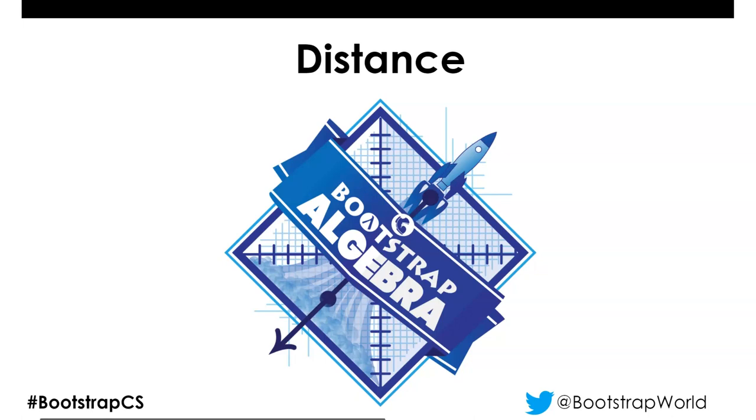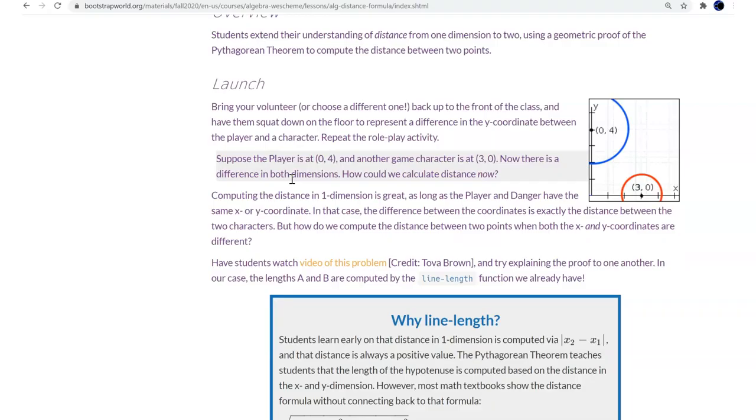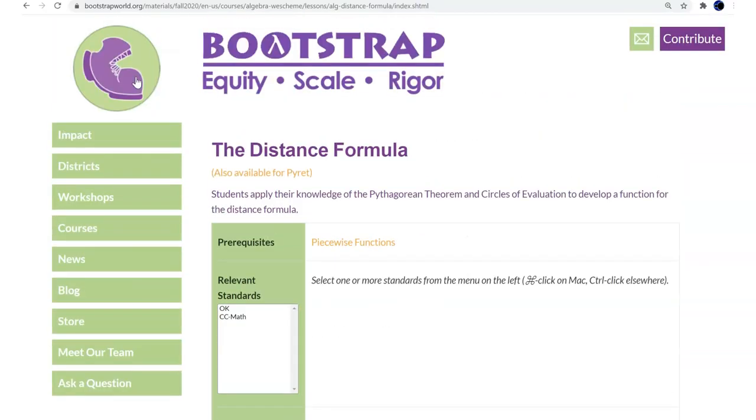Hi, welcome to lesson 17 in our Bootstrap Algebra course. Today we're going to talk about the distance formula. So you should be set up with, let's go to Bootstrap Algebra.